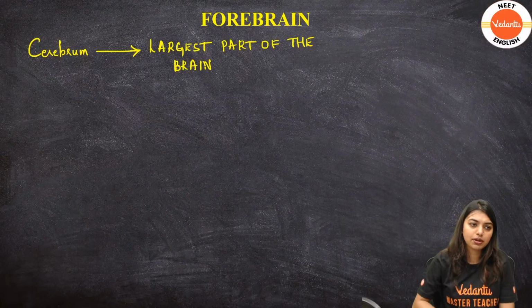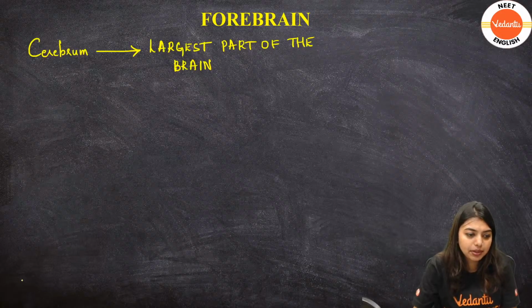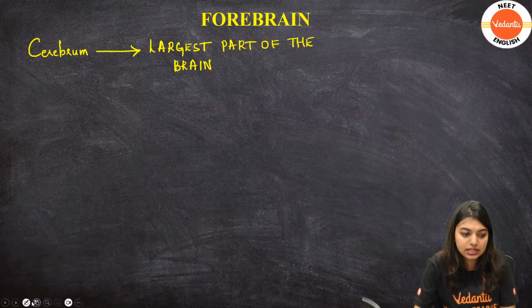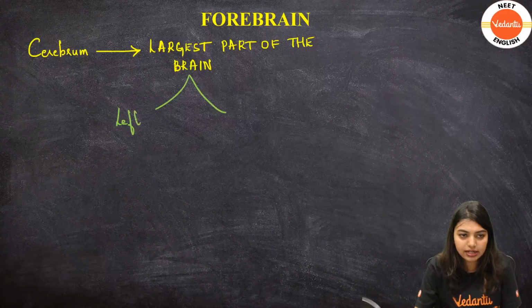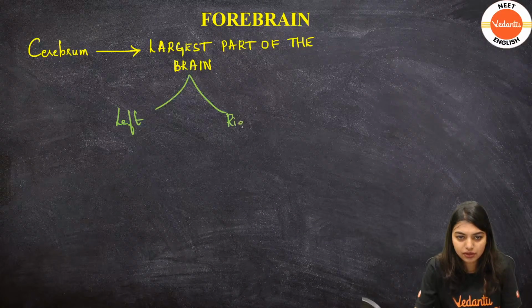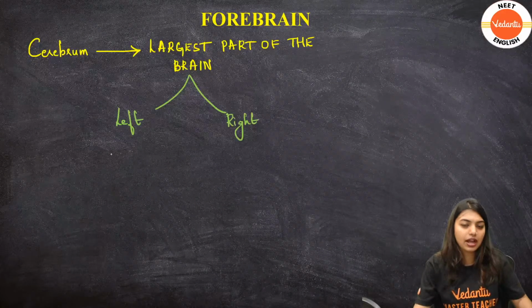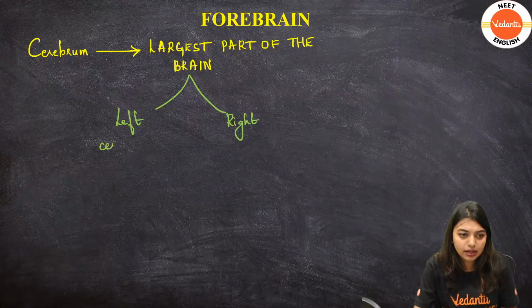Got it, all of you? Largest part of the brain. Now, this cerebrum is not just one part. It is separated, right? It is divided. Divided into what? Left and right hemisphere, right? Left and right cerebral hemispheres.